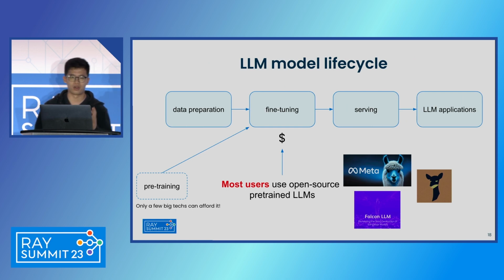And then for the LLM model lifecycle, it is a bit different. The main difference is that seldom do companies train their foundation model from scratch because pre-training a large language model is pretty expensive, and it may take several $1 million, and only big tech can afford it, like Meta, like OpenAI. Yeah, so based on our observation, most users use open source pre-trained large language models, like Meta's Llama 2, like Falcon, like Vicuna, and then use their dataset for the fine-tuning.